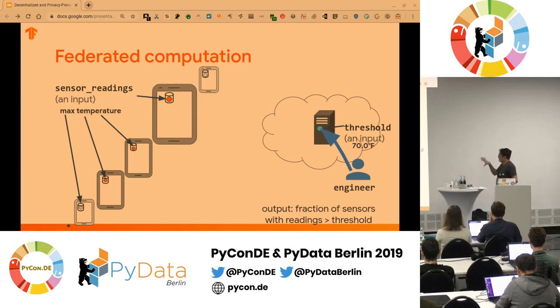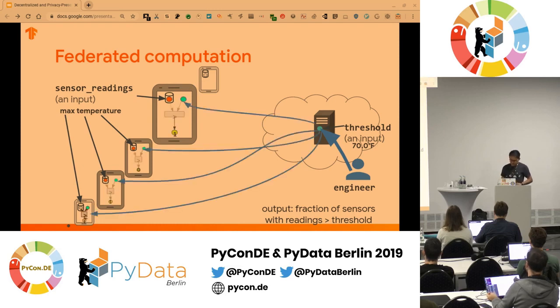So the way it works is, if you remember the persona of the model engineer, in this case it's not a model anymore, but the persona of an engineer who actually controls this experiment. They are determining one of the inputs to the whole federated computation, which is the threshold, 70 Fahrenheit, and we are interested in the output, which is the fraction of sensors with readings greater than the threshold, right? So what happens first?